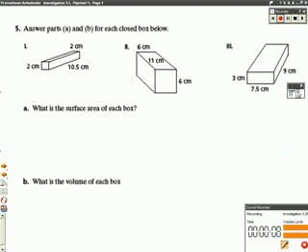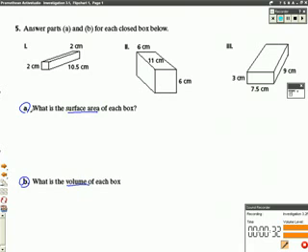Investigation 3.2, filling cylinders. This is the warm-up for our investigation today. I'm giving you three shapes, and I'm asking you to find the surface area in part A and the volume for part B. So I'm asking you to do two things for all three shapes. What I want to do is walk through how we do A and B for number one.